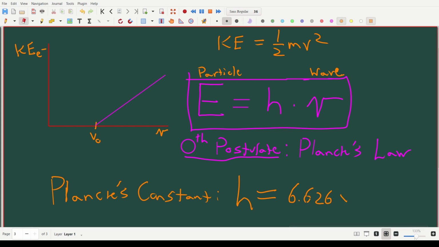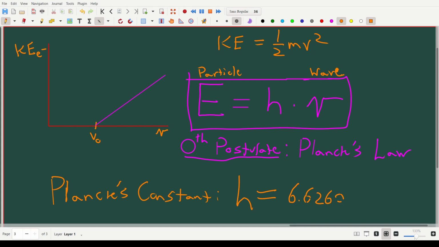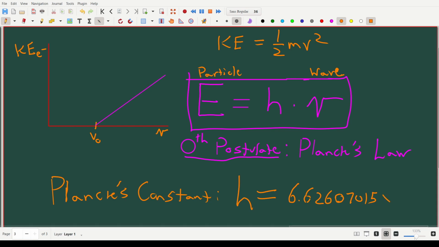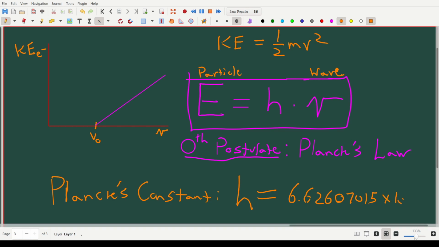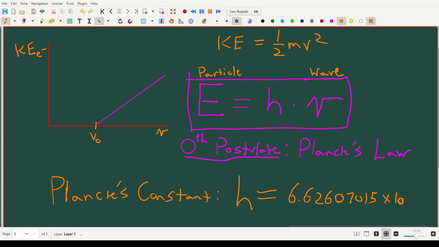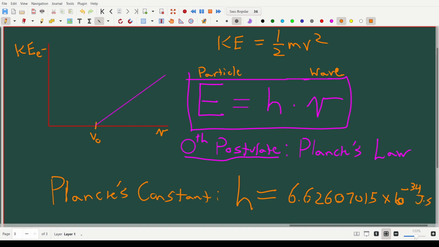Let me write the whole thing. That's usually how I round it down, but I'll add some numbers to it for the complete precision. So here's the mantissa, 6.6260715 times 10 to the minus 34 joule seconds.